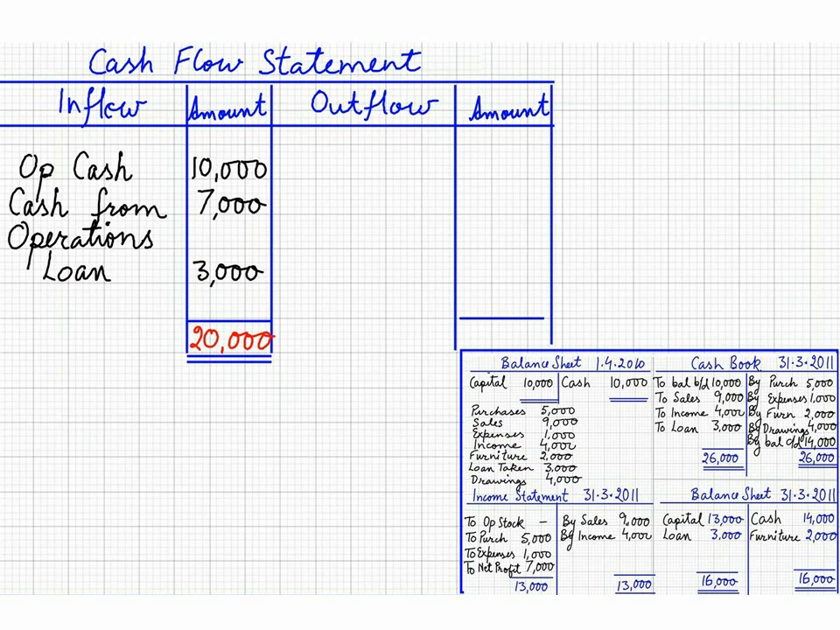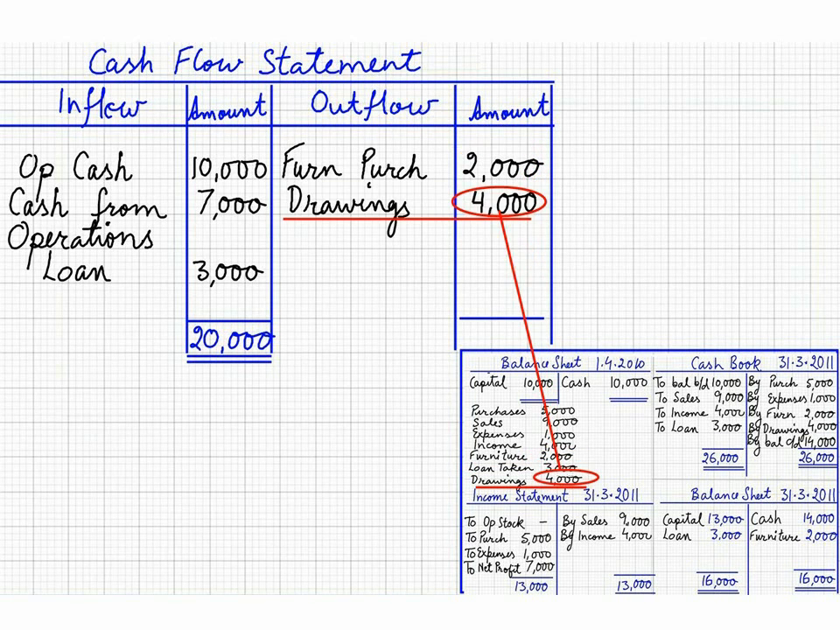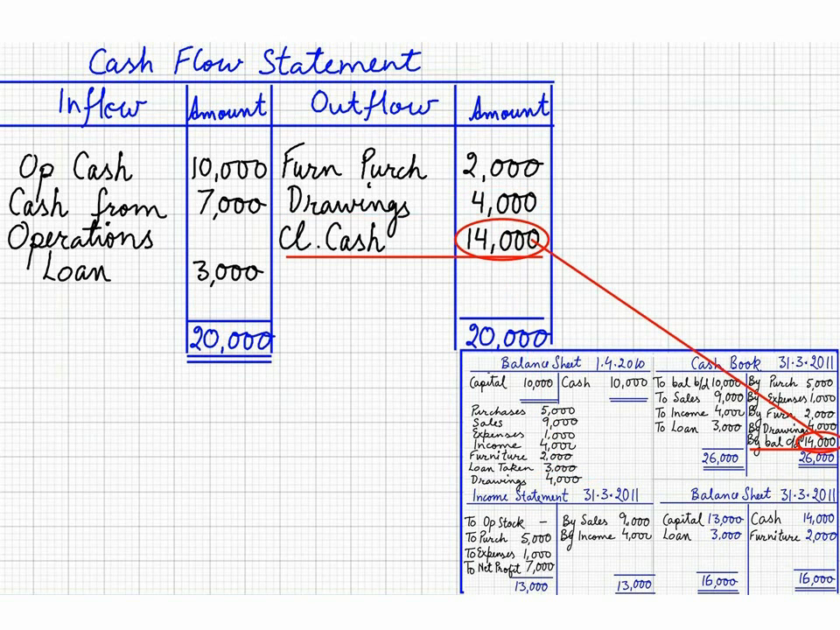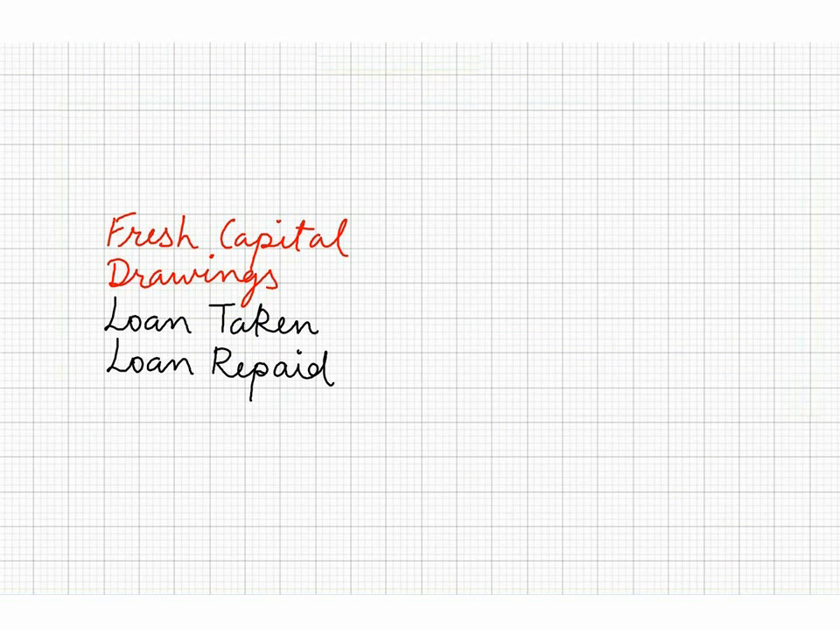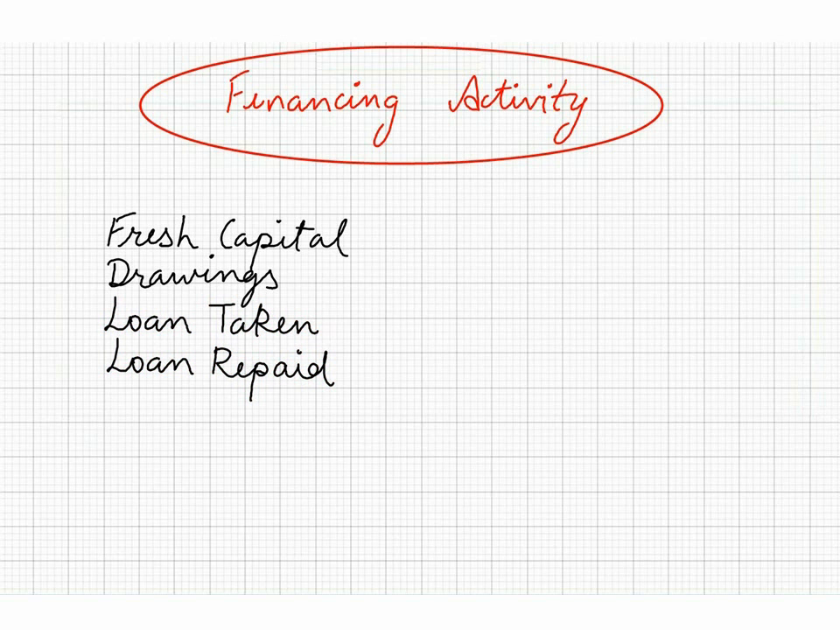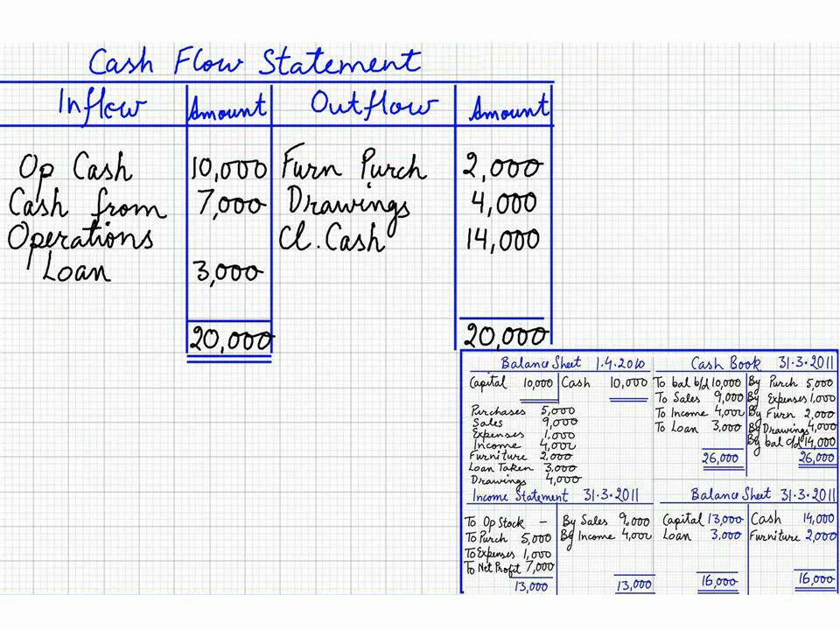Now on the outflow side, furniture purchased, 2,000 rupees. Drawings, 4,000 rupees. This is a financing activity. Closing balance, 14,000 rupees. Total, 20,000 rupees. Fresh capital and drawings, loan taken and loan repaid: all these four things fall in the category of financing activities. So this was the cash flow statement.